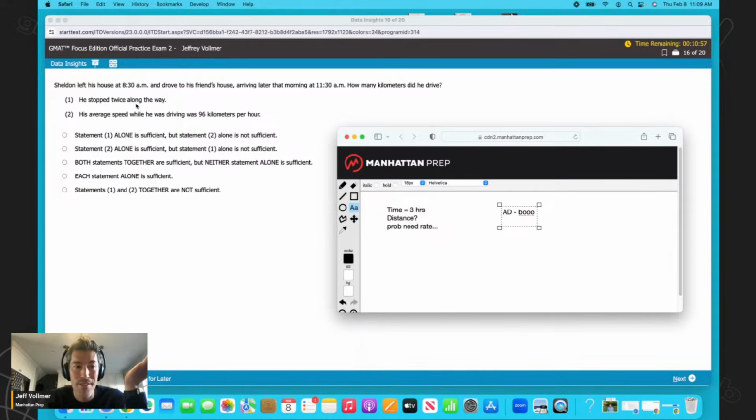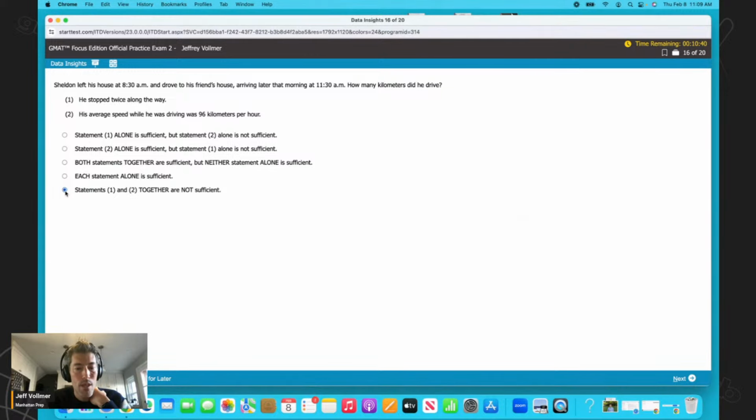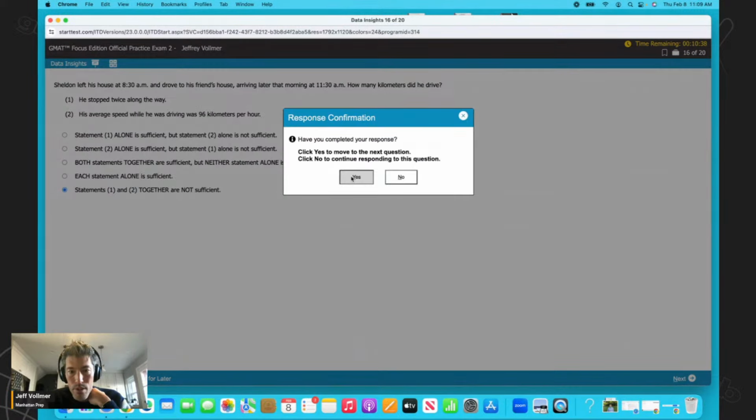Statement 1 says he stopped twice along the way. How long did he stop for? Did he stop for like 2 hours, a total of 2 hours and 59 minutes? If that's the case, he drove not very far at all. If he stopped for like 1 minute twice, then he's spending most of the time on the drive going at this rate. This is not enough. This is answer E. We'll keep going. Next.